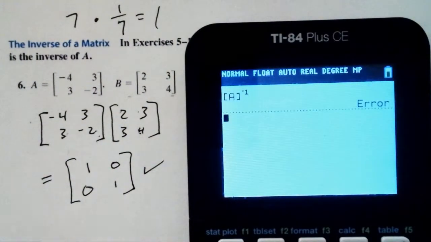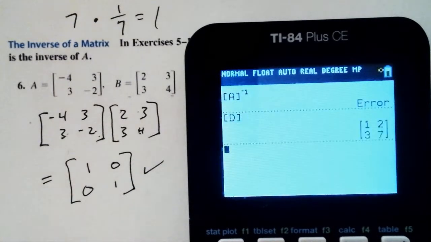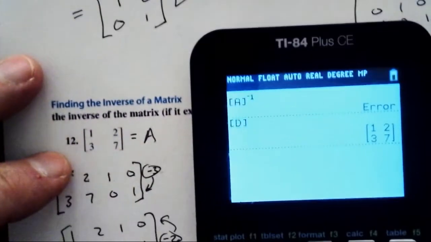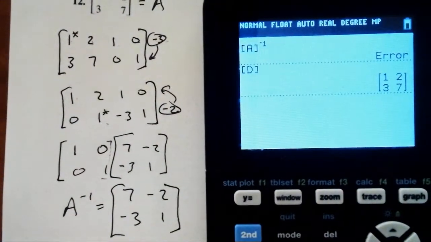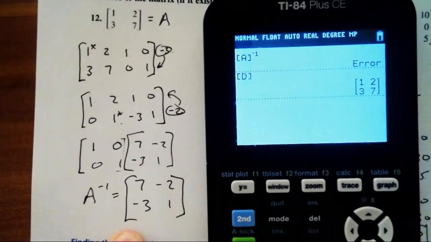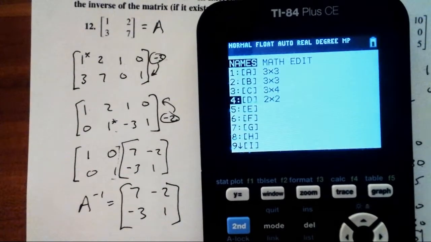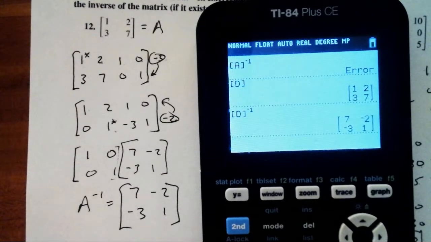Now, just to make certain that this process works, let's go back and look at number 6. 1. Second matrix. I think this 2 by 2, let's see. Yep, that 2 by 2 is not. Oh, how convenient. That 2 by 2 is number 12. And we're claiming this is 12's inverse. So let's get that all in one viewing window. And let's check this out. I'm going to go second matrix D and inverse x negative 1. And sure enough, there it is, 7, negative 2, negative 3, 1.